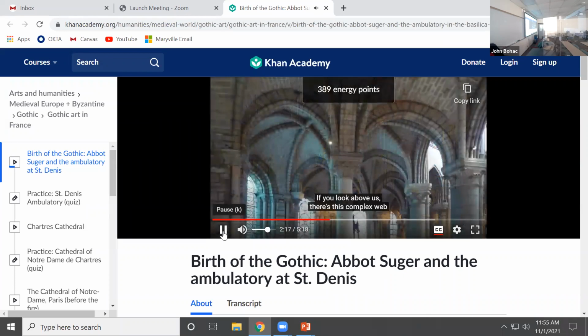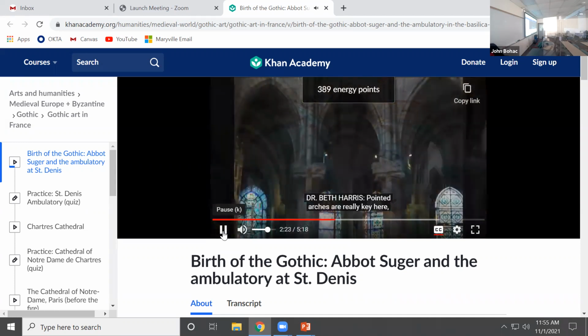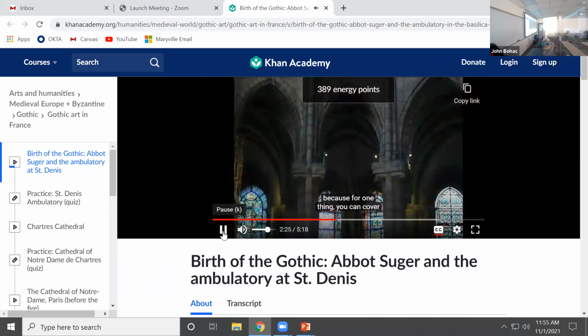Look above us, there's this complex web of interlocking pointed vaulting. Pointed arches are really key here because with them you can cover spaces of different shapes and sizes. Perhaps most importantly, a pointed arch doesn't push so much out as it does down. And because of that, the architect didn't need to build thick walls.